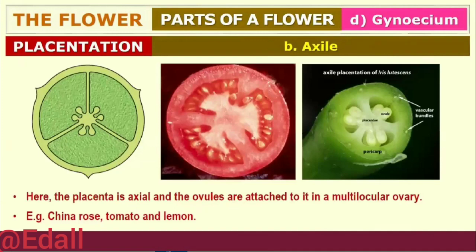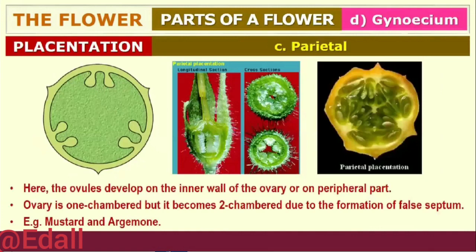When the placenta is axial and the ovules are attached to it in a multilocular ovary, the placentation is said to be axial, as in China rose, tomato and lemon. In parietal placentation, the ovules develop on the inner wall of the ovary or on peripheral part. Ovary is 1-chambered but it becomes 2-chambered due to the formation of the false septum, for example, mustard and argemone.